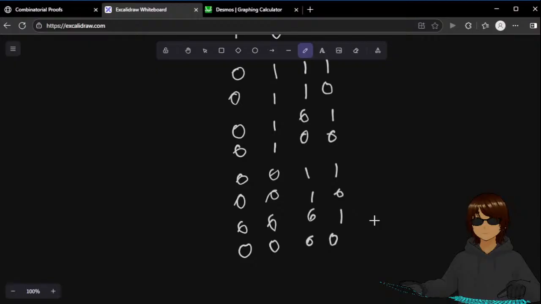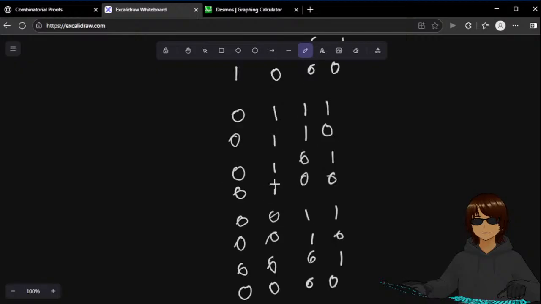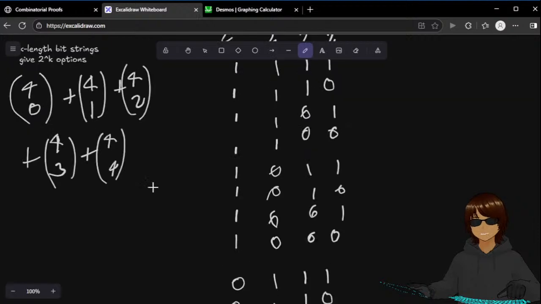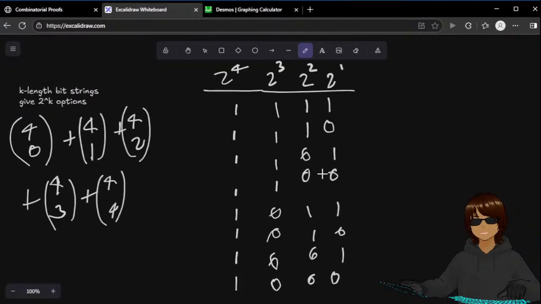Which would be 4. Oh, I think I understand. So n choose 0 picks all the possible options which have no ones, and 4 choose 1 is the total number of bit strings with weight 1.